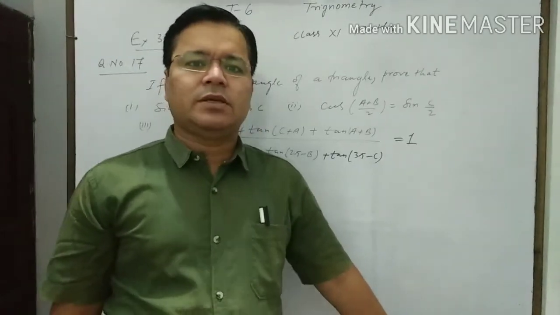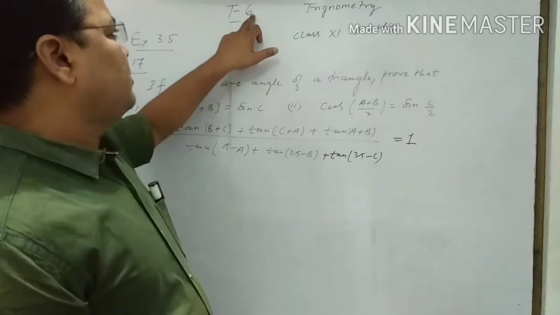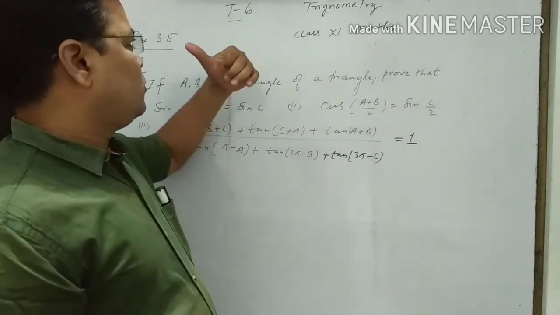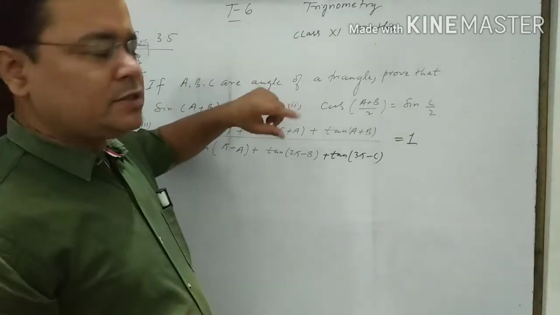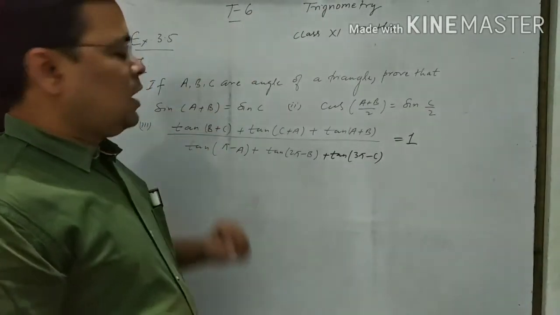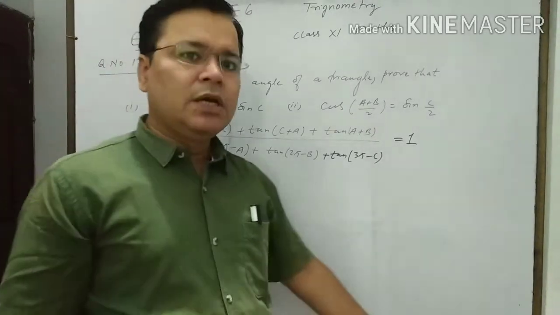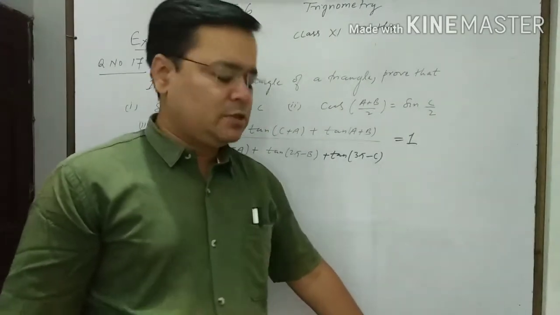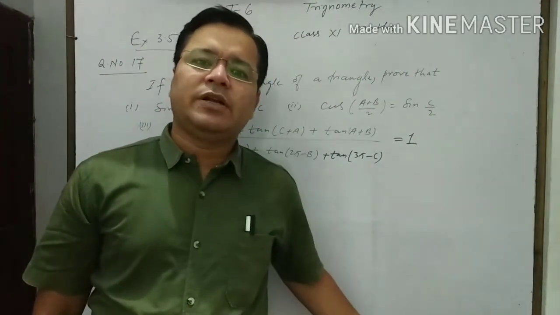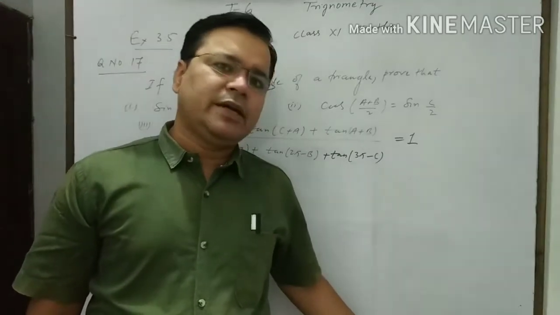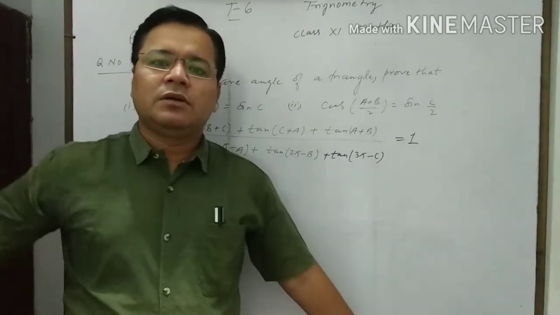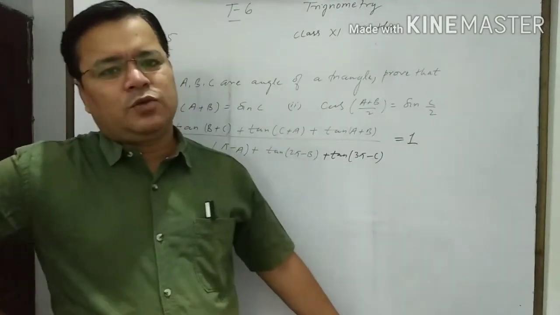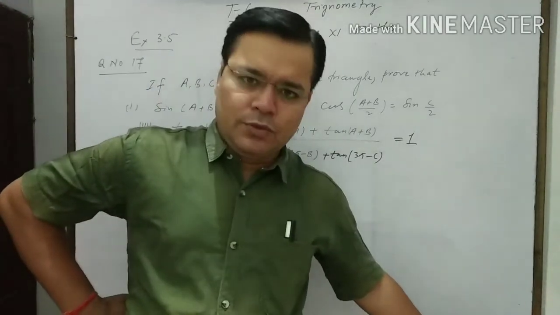In our last video class, the fifth part of trigonometry, and this is the sixth part of trigonometry. In this part, I will explain some more questions of exercise 3.5, and I think this will be the last video related to exercise 3.5. In the next video, we will discuss the questions of exercise 3.6. The theoretical portion related to exercise 3.6 is already over.